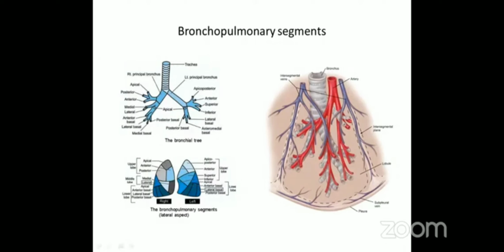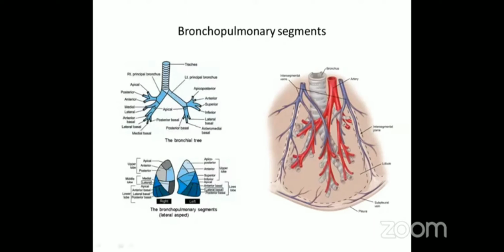For the right lung, there are three lobes, as we already know. For the upper lobe, there are apical, anterior, and posterior segments. For the middle lobe, there are medial and lateral. For the lower lobe, mainly there are basal and apical, and all of them at a time will not be visible. Some of the segments will be hidden inside, so in a diagram you may not be able to show all those things.